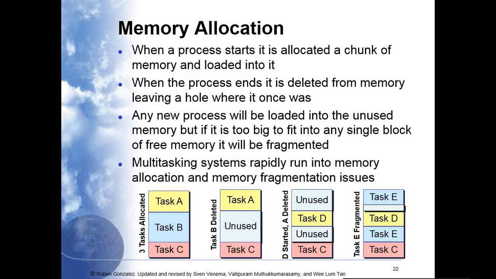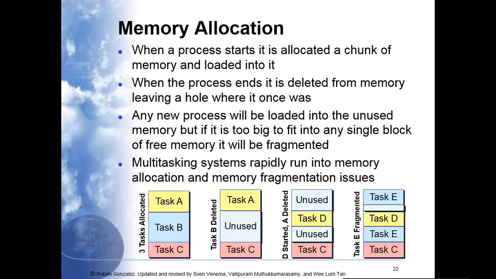So here's the memory allocation examples. When a process starts, it's allocated a chunk of memory and loaded into it. When the process ends, it's deleted from memory and it leaves a hole. And if you do this over and over and over again, you get all these little holes spread out all the way through the memory.